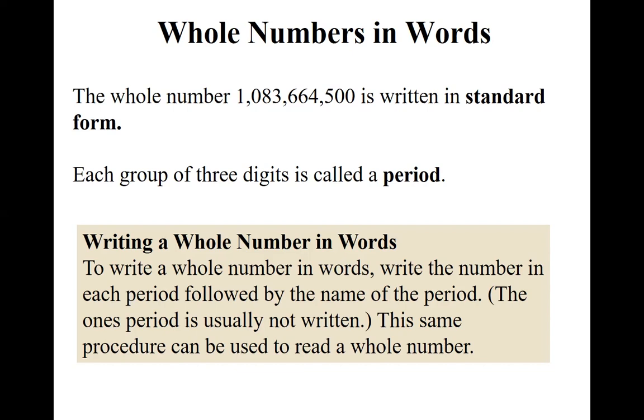The reason I did the second part of this slide first is because this number that it says is written in standard form, I want to be able to say it. So what are our periods? We have the ones period, the thousands period, the millions period, the billions period. So this is 1 billion, and then 83 million, and then 664,000, and then 500, just 500, not 500 ones. So 1,083,664,500. That's written in standard form.